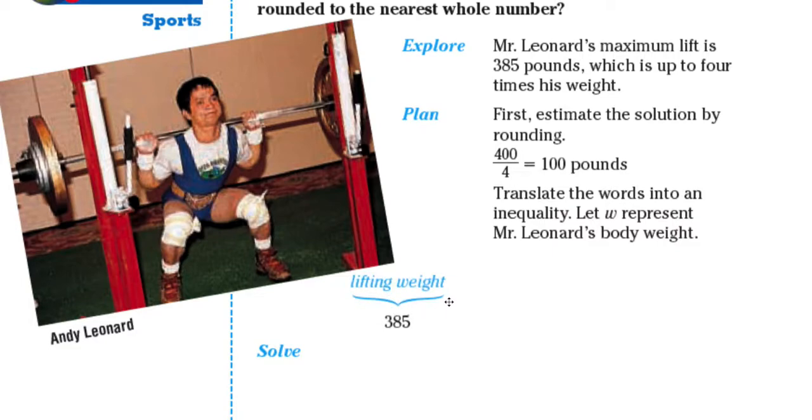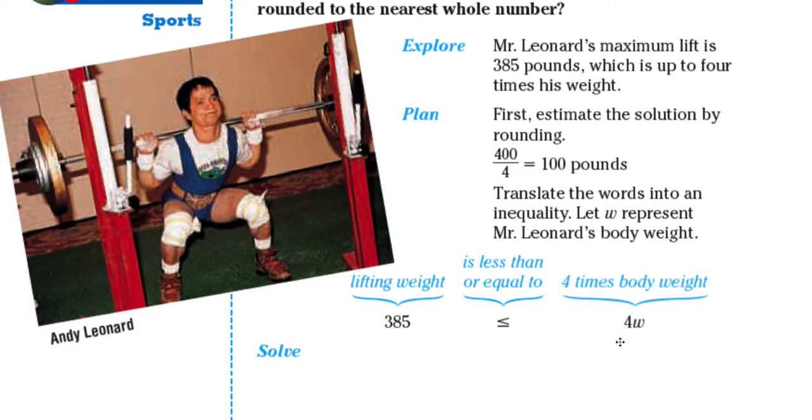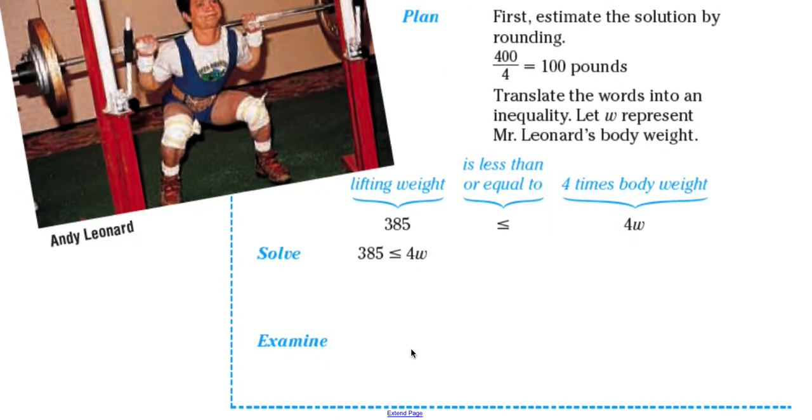His lifting weight, 385, is less than or equal to. Why? Because the words at most, or the most, tell us it's less than or equal to 4 times his own body weight, which is 4W. Now we have the inequality 385 is less than or equal to 4W. To solve for W, we simply divide both sides by 4, which gives us 96.25 is less than or equal to W.